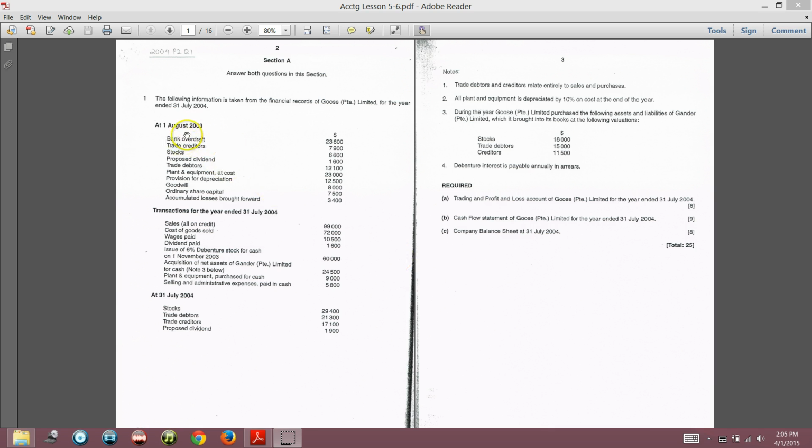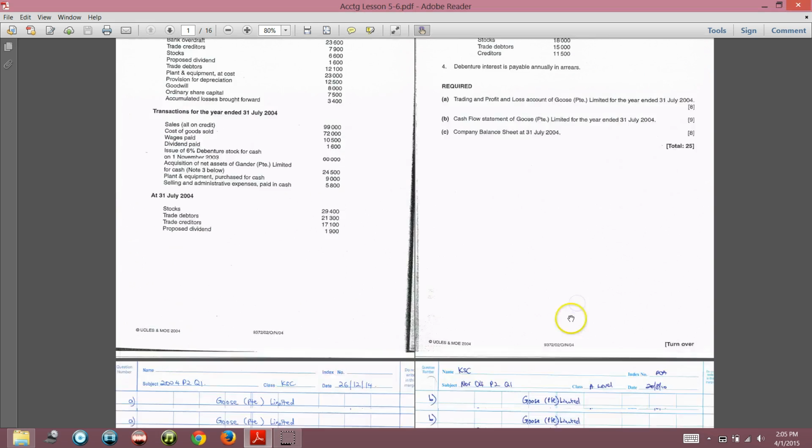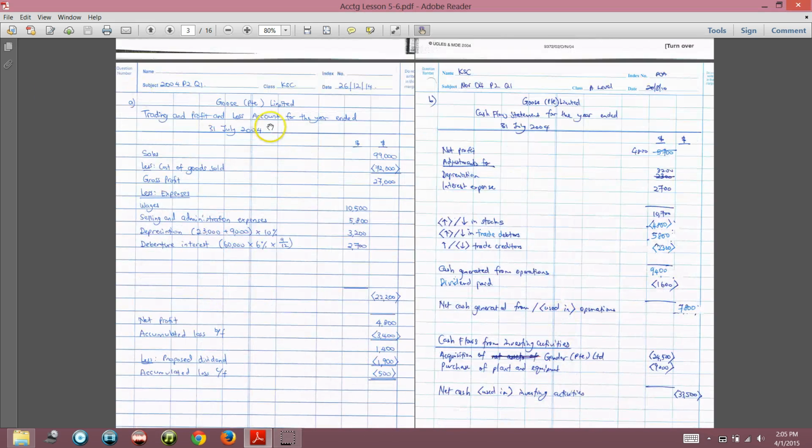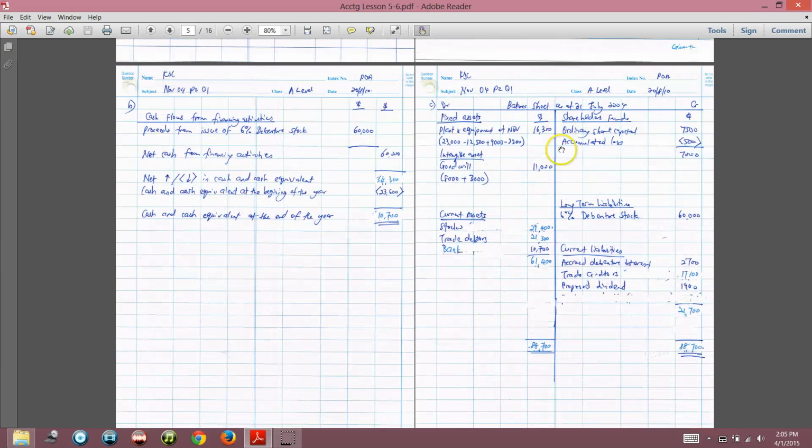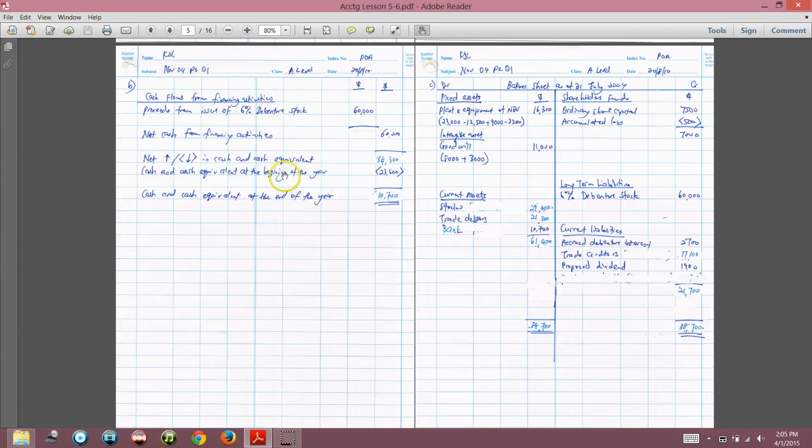Okay, so these are the balances on 1 August 2003, and this is the transaction that happened during the year. And these are the balances at 31 July 2004. So you should adopt the step that I showed you earlier. That is go and do the layout of the trading and profit and loss account. Write it up, lay out your papers nicely, just like how I show you in part 2, and then part B, cash flow should have 2 pieces of paper.